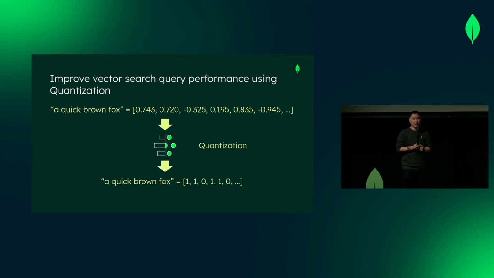In Atlas vector search, we support two types of quantization. The scalar quantization, which will shrink your full-scale vector into a less precise scalar vector, and binary quantization, which will shrink your vector into a binary vector.